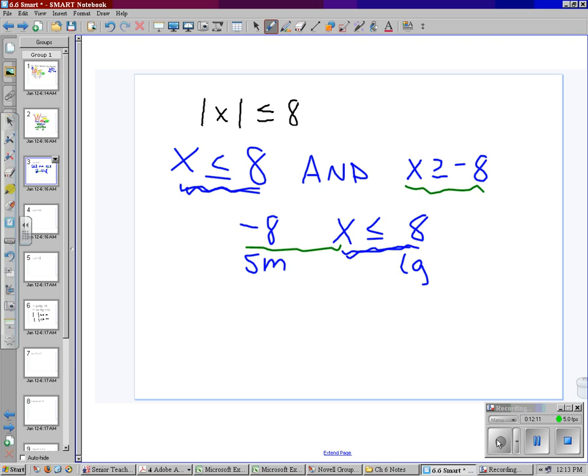Ladies, gentlemen, I want to hear you. What do we have to do to our symbol? Flip it around. So here it's a greater than or equal to. It's not that I'm changing what the symbol is. I have to flip it around in order to make this inequality still a true statement.